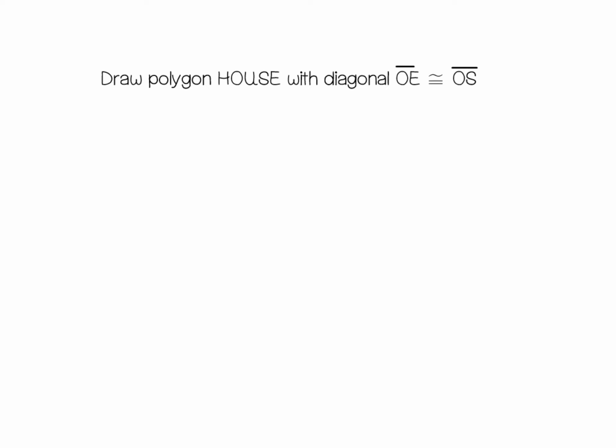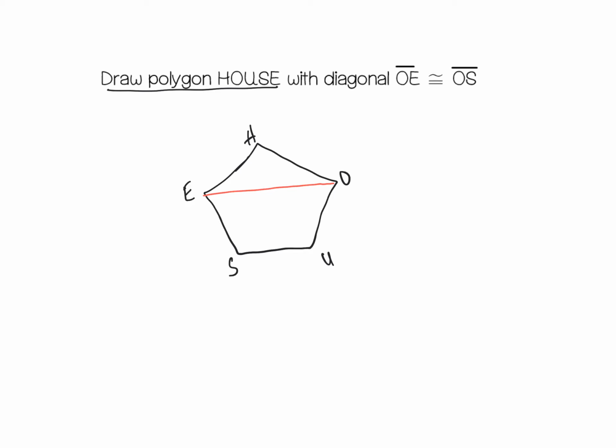All right, here's our next one. Draw a polygon HOUSE with diagonal OE congruent to diagonal OS. So I'm going to start with 5 sides, and again, name them in a circle. So H, O, U, S, and E. Then it says diagonal OE, so I don't have OE. I've got to draw it in. It's congruent to OS. To show that they're congruent, I need to put my little tick marks on there.